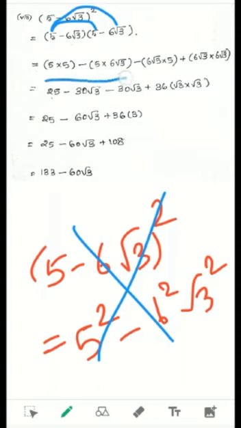5 into 5, and minus here, because we have the minus symbol, minus 5 into 6 root 3. After that we have to multiply the second number with the first number and the second number with the second number. So how to write this? Here we have minus symbol, so minus 6 root 3 into 5, and here we have minus into minus, plus, we want to write 6 root 3 into 6 root 3. So that is what I have written.